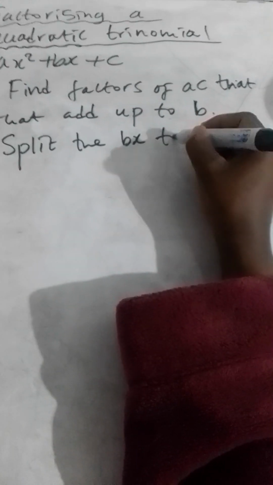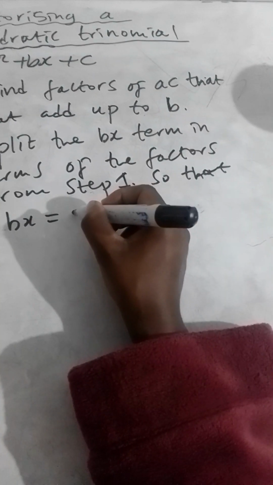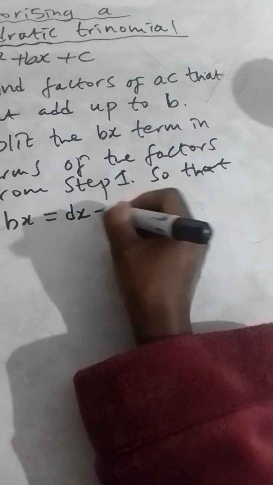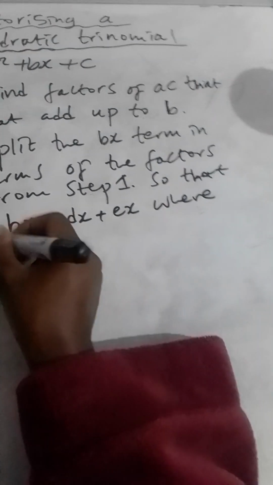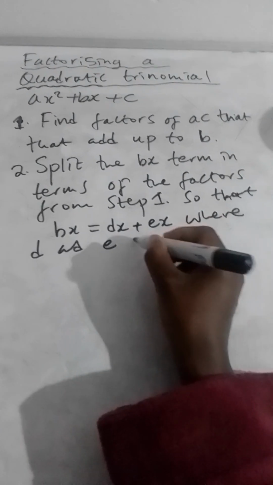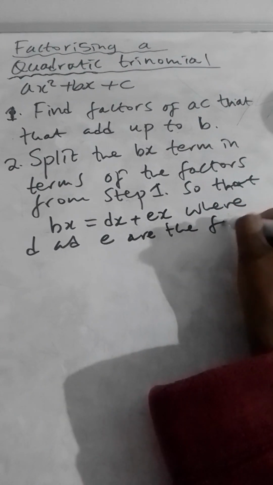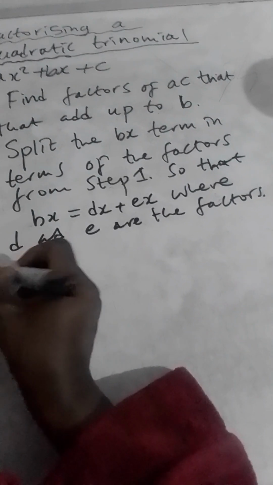Step number 2 is to split the bx term in terms of the factors from step 1, so that bx is equal to dx plus ex, where d and e are the factors.